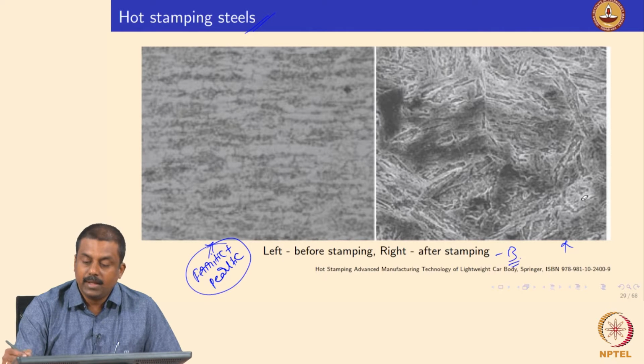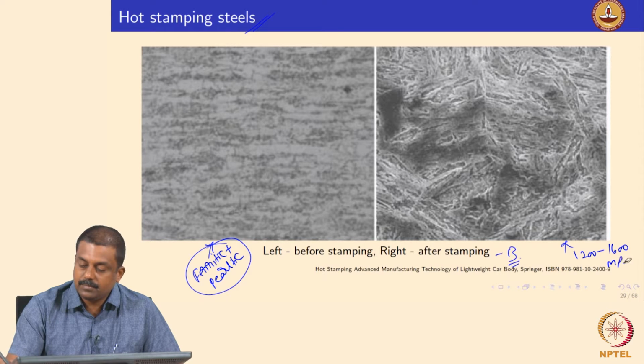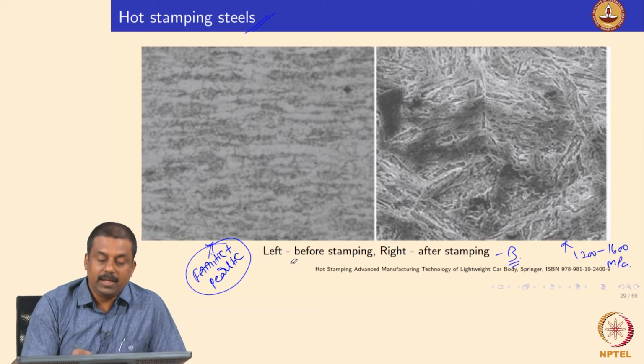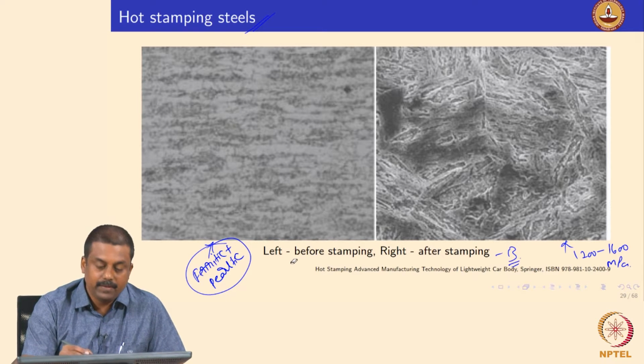upon forming. So the components gain a significant amount of strength because of the formation of martensite. The strength level can go up to say 1200 to 1600 megapascal upon forming, but the forming is easy because the material flows much more easily at austenitic temperatures.